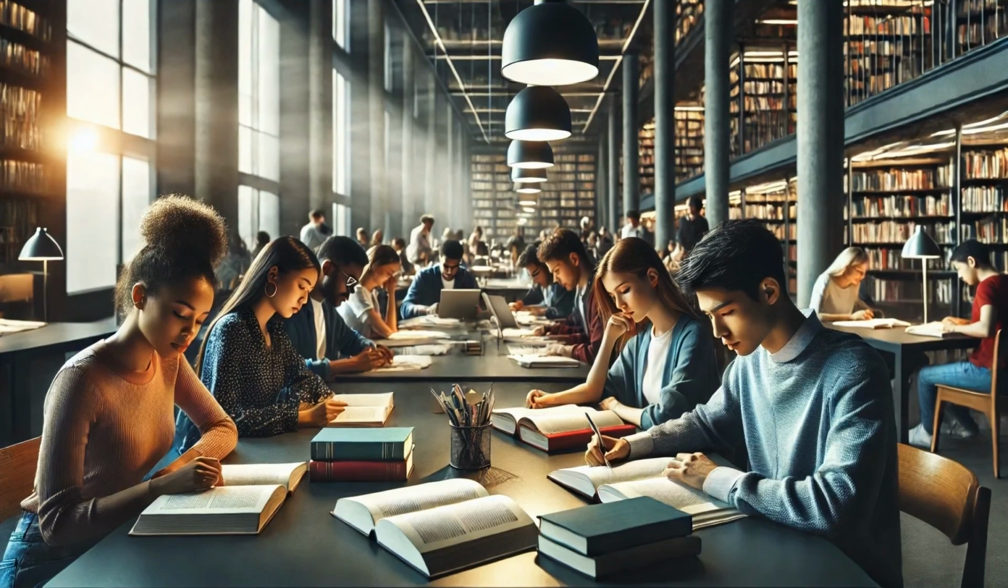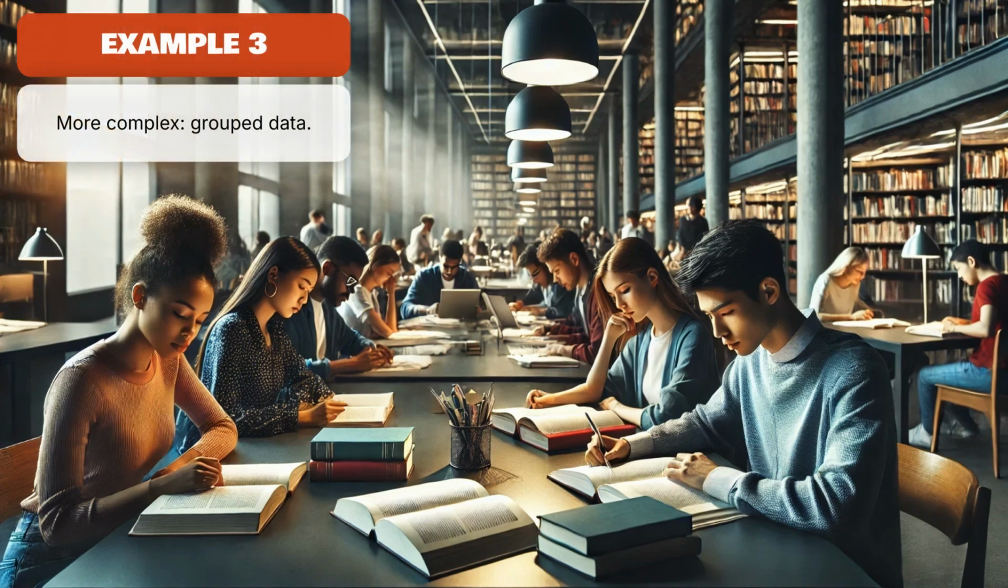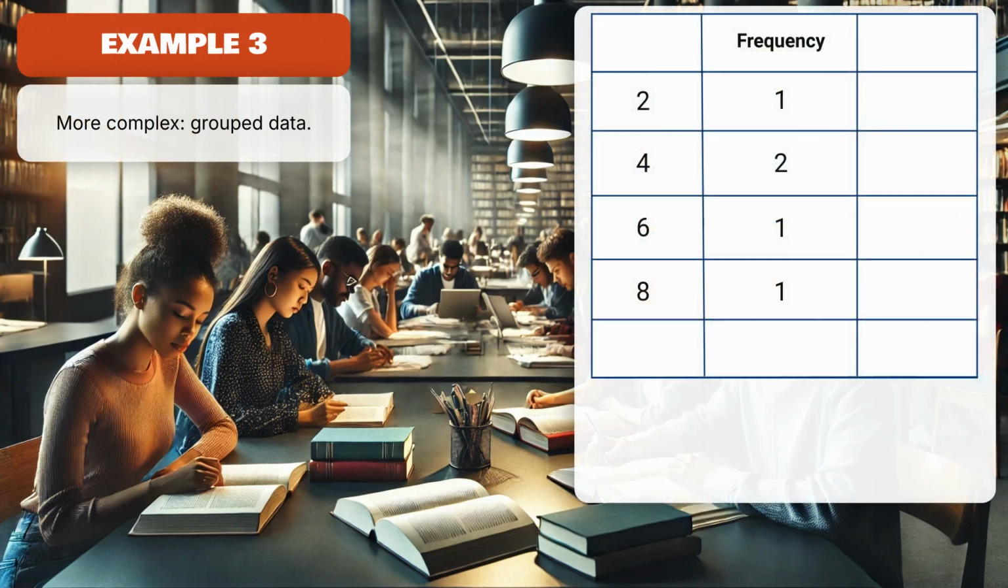Let's move to a slightly more complex example that will involve grouped data. Suppose we have the following frequency table showing the number of hours 5 students studied in a week. To calculate the mean, we first calculate the total number of hours studied. We do this by multiplying each number of hours by its frequency and then summing these products. The total hours are equal to 2 multiplied by 1, plus 4 multiplied by 2, plus 6 multiplied by 1, plus 8 multiplied by 1. Hence, the total hours are equal to 2 plus 8 plus 6 plus 8.